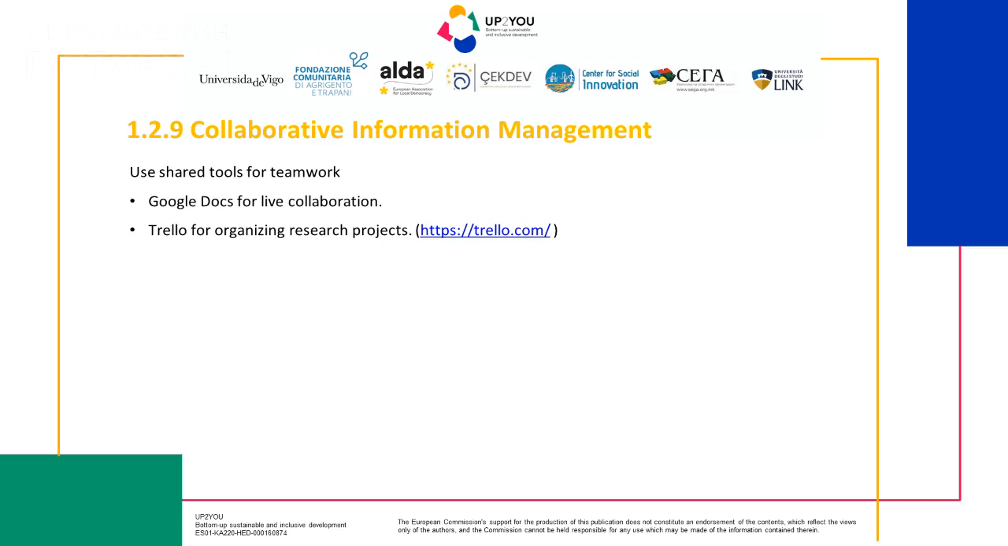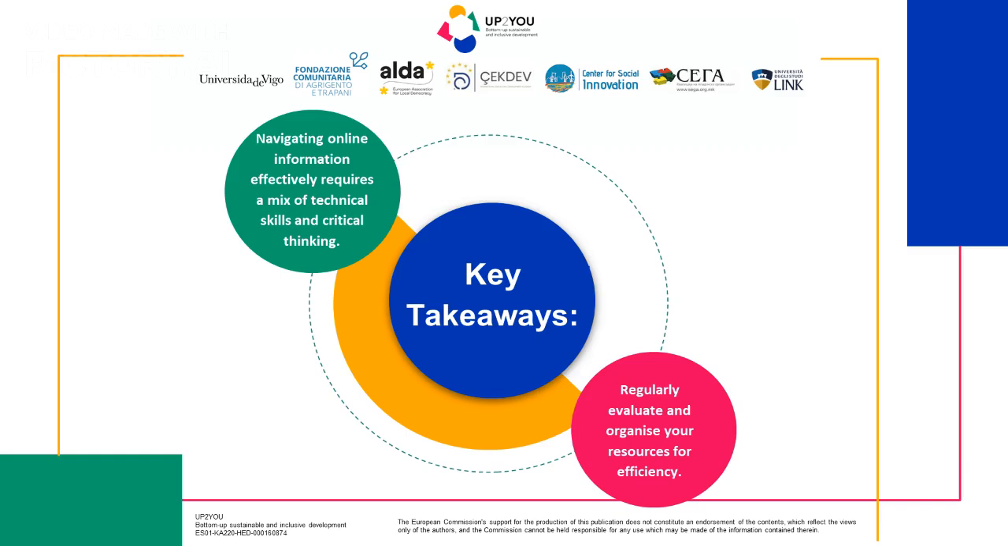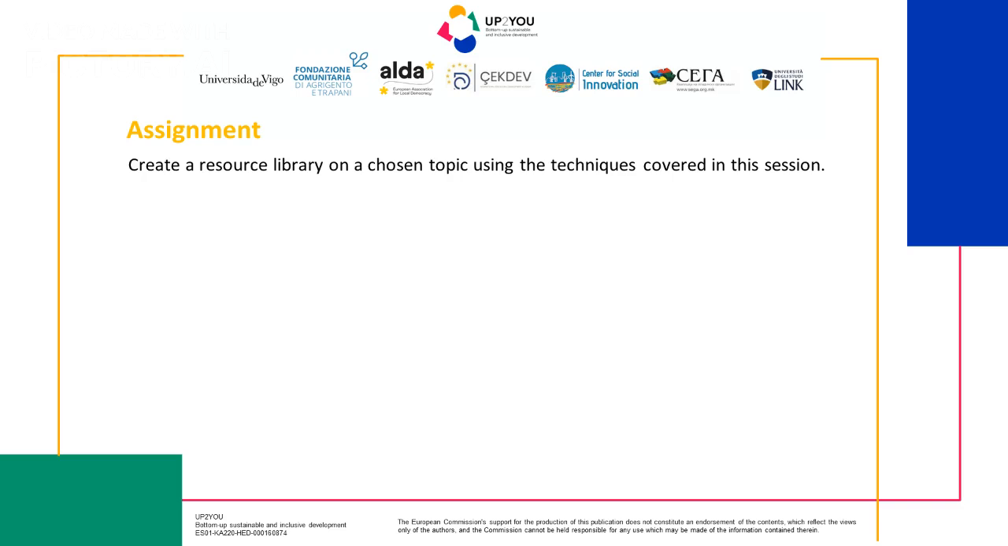Use shared tools for teamwork, such as Google Docs for live collaboration and Trello for organizing research projects. These tools enhance collaborative efforts and streamline project management. Navigating online information effectively requires a mix of technical skills and critical thinking. Regularly evaluate and organize your resources for efficiency. Create a resource library on a chosen topic using the techniques covered in this session. This assignment helps you apply what you've learned to organize and manage information effectively.